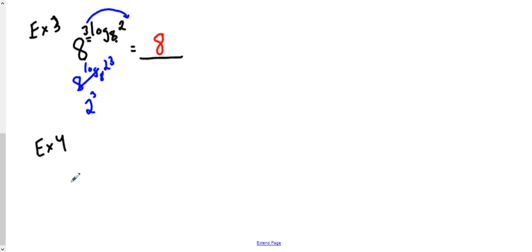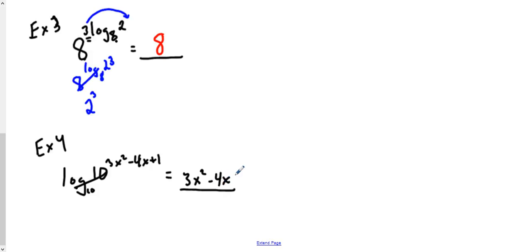All right, if I had 10 to the log of 3x squared minus 4x plus 1, what would that be? Well, hopefully you realize that this is a common log. Common logs have a base of 10. So 10, there is nothing in front, so yes. Using the inverse properties, log and 10 can cancel out, and we're left with 3x squared minus 4x plus 1. That's our simplified answer. That's it.